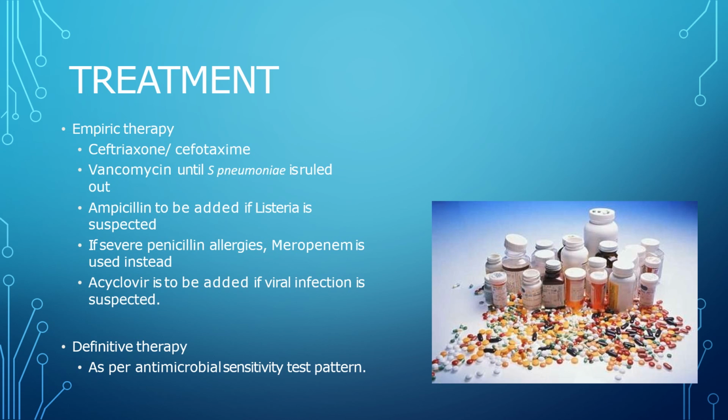Once the positive organism is confirmed, the treatment is started with ceftriaxone or cefuroxime, and vancomycin will be given until Streptococcus pneumoniae is ruled out. If Listeria is suspected, ampicillin has to be added. If severe penicillin allergy is present, meropenem is used. Acyclovir also has to be added if we suspect any viral infection.